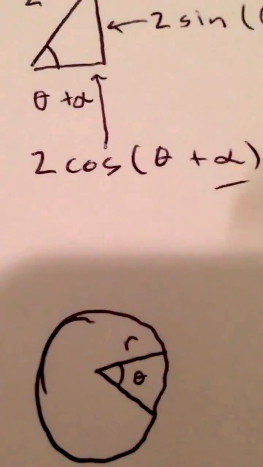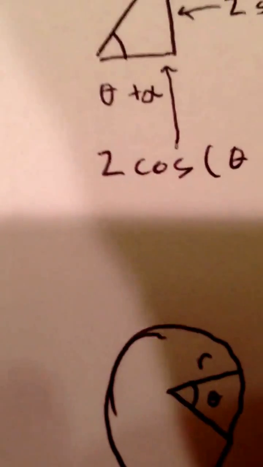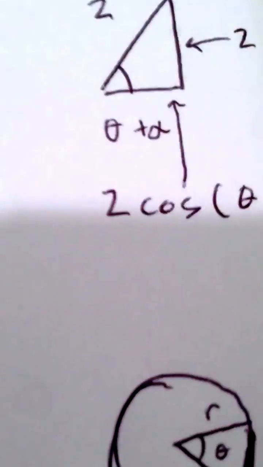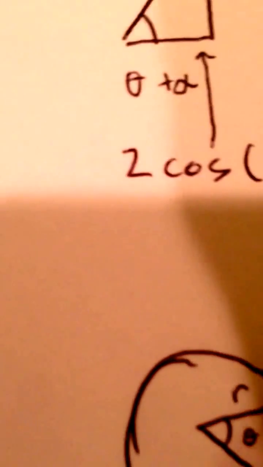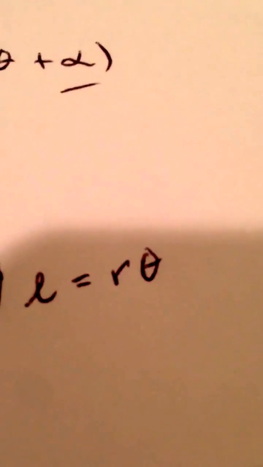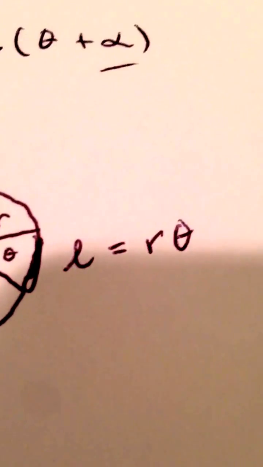Right? Okay, now we need to know something about arc length. So if we have a circle of radius r, and there's an angle theta, then this arc length right here, which we'll define as L, equals the radius times the angle, r theta. So in this case, we know that this radius is 3, and that radius is 2.